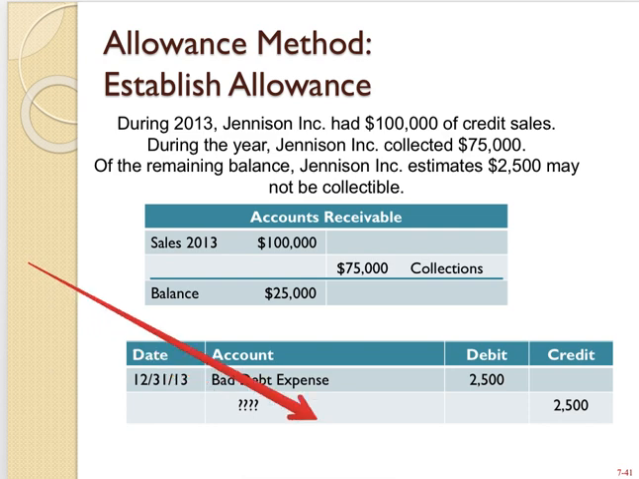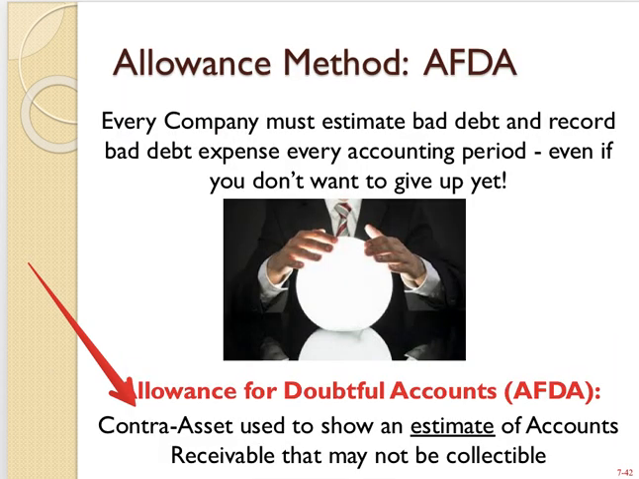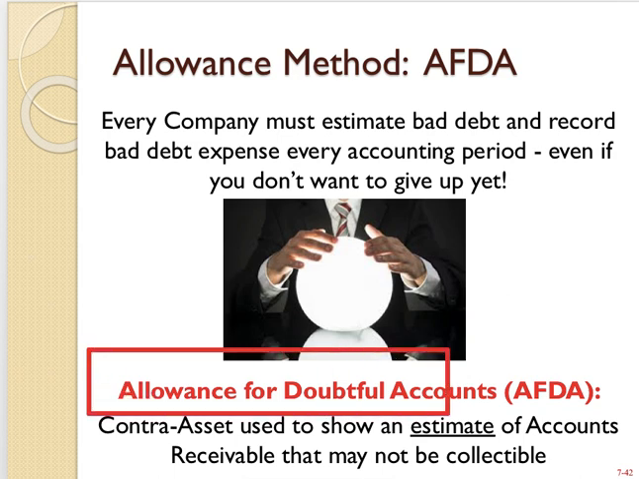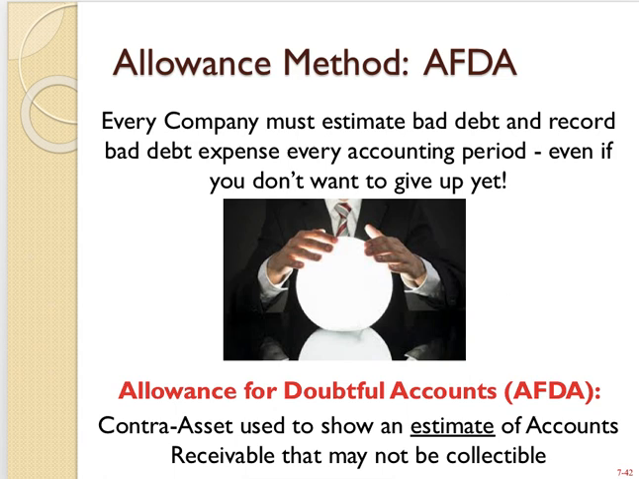If we were going to write it off, we would take it out of accounts receivable, but we're not ready for that yet. So what do we do instead? Well, instead, we use a new account called Allowance for Doubtful Accounts, which I shortcut to AFDA. Okay? And what AFDA is, or the Allowance for Doubtful Accounts, is a contra asset used to show an estimate of accounts receivable that may not be collectible.